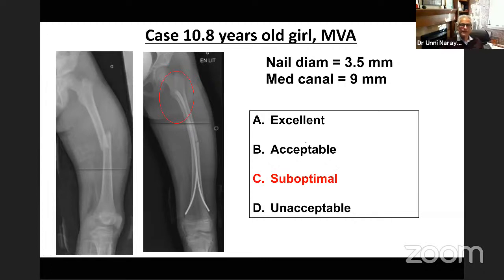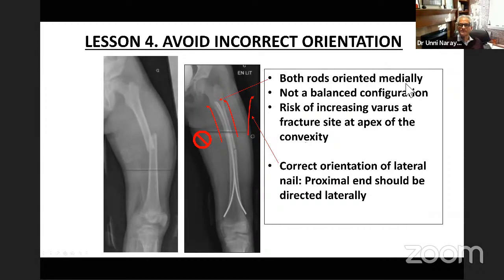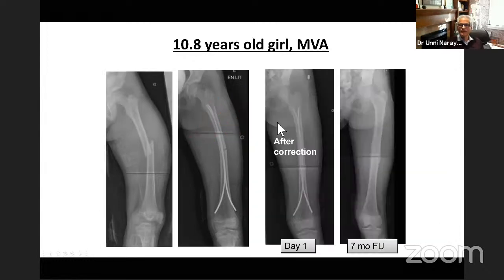Why is this suboptimal? Well, it's not following the principles. You can see that the tops of the rods are both oriented medially, so there isn't a balanced configuration. So it could potentially displace into a more varus position. Now, you may get away with it very frequently because you've got a big thigh with lots of muscles to protect you, but in the heavier child or the older child, departing from the principles of elastic stable fixation will lead to complications. So try and avoid these technical errors. In this case, they reoriented this in the correct way, and you can see how that corrected the alignment.